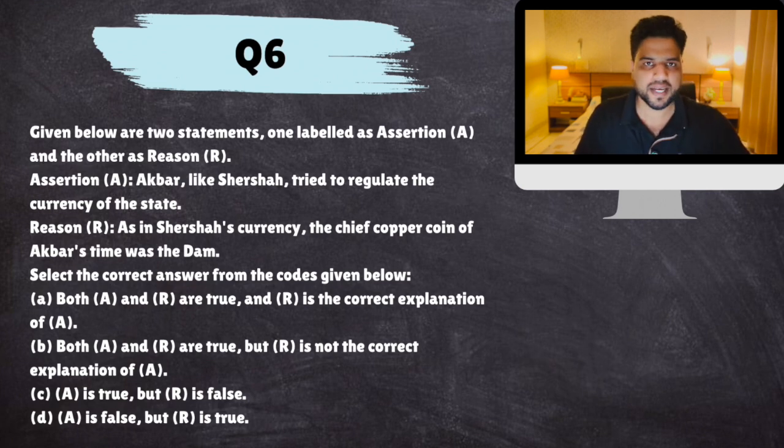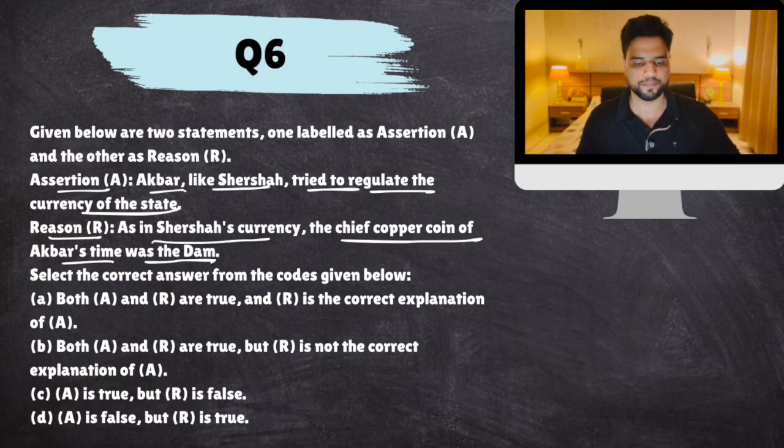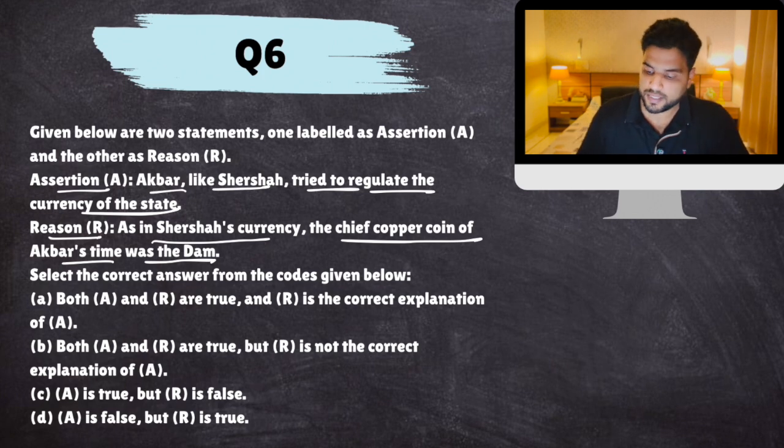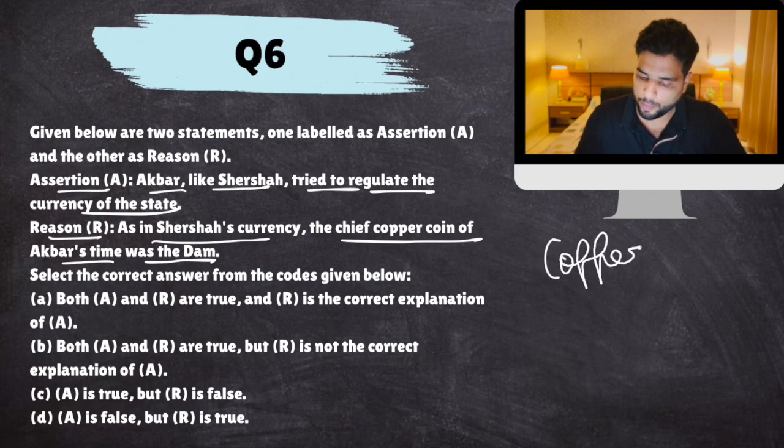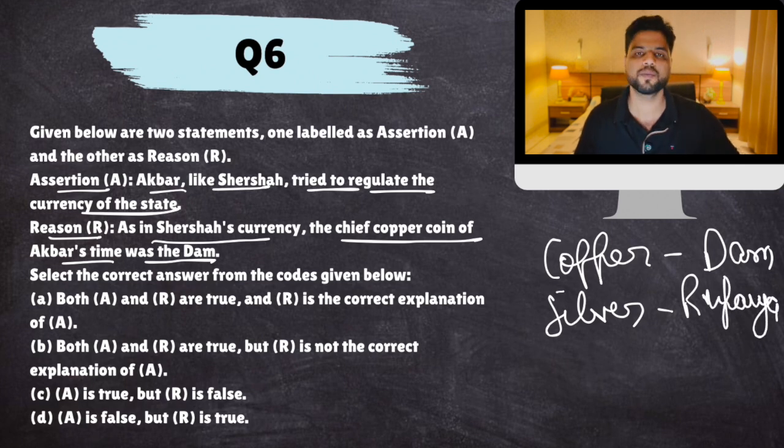Given below are two statements, again assertion and reason. The assertion is: Akbar, like Sher Shah, tried to regulate the currency of the state. The reason: As in Sher Shah's currency, the chief copper coin of Akbar's time was dam. Now remember, the most used currency during Mughal rule was copper, and it was called dam. Then the second most used was silver coins, that was called rupaiya. We get the name of our currency, rupees, from this only.